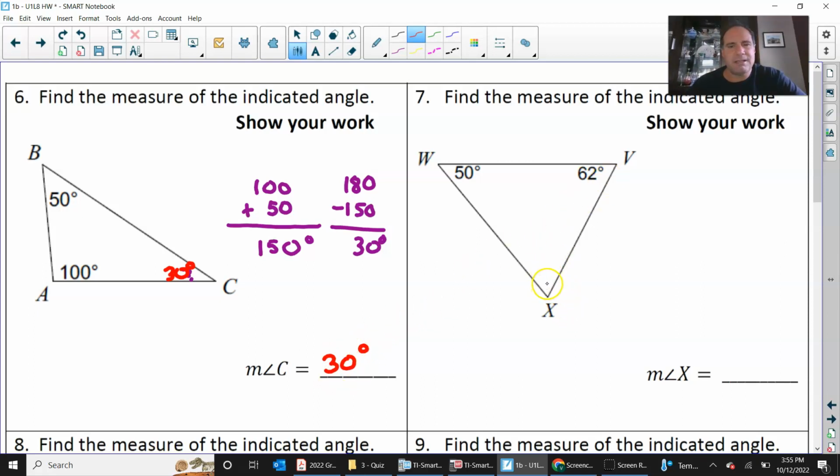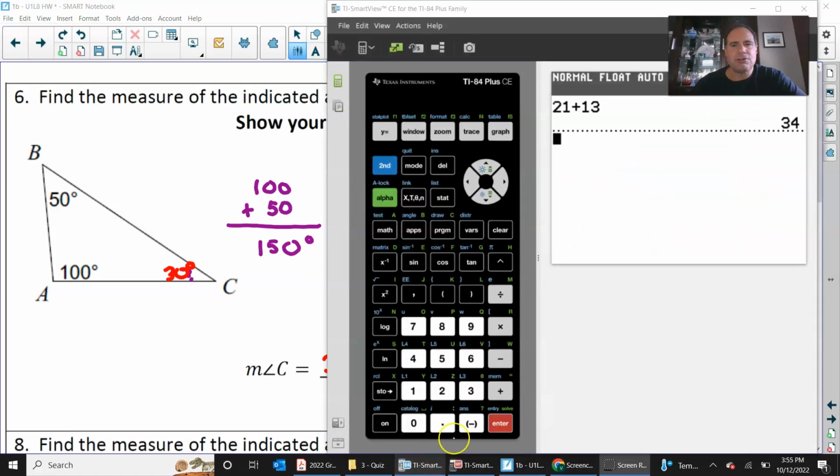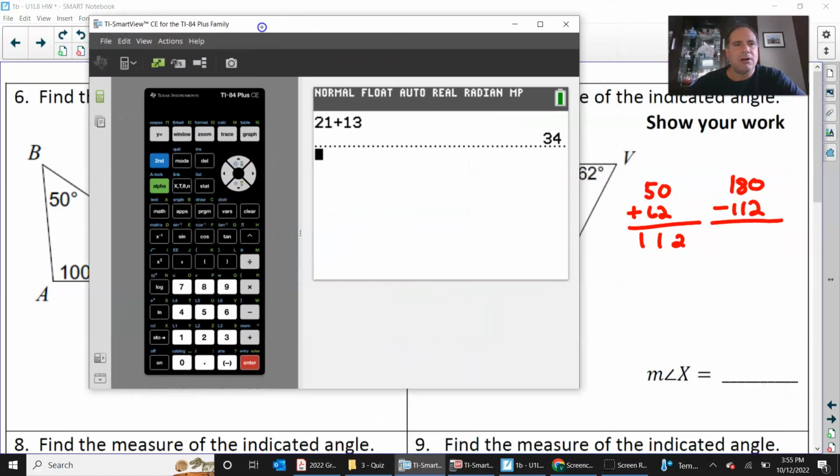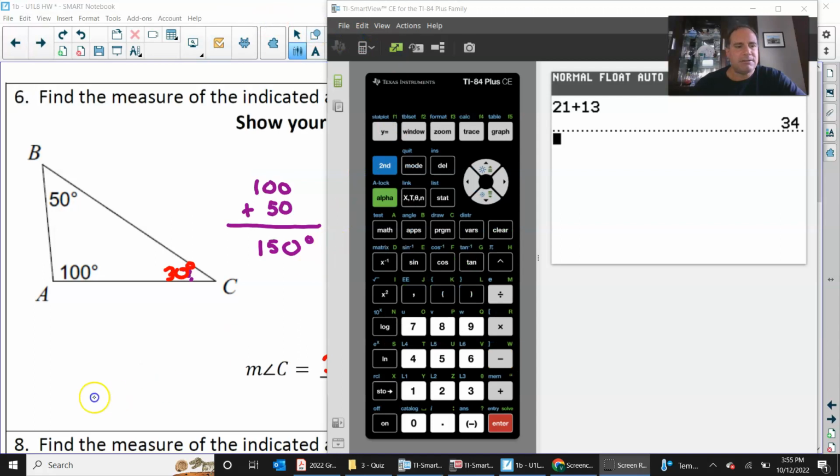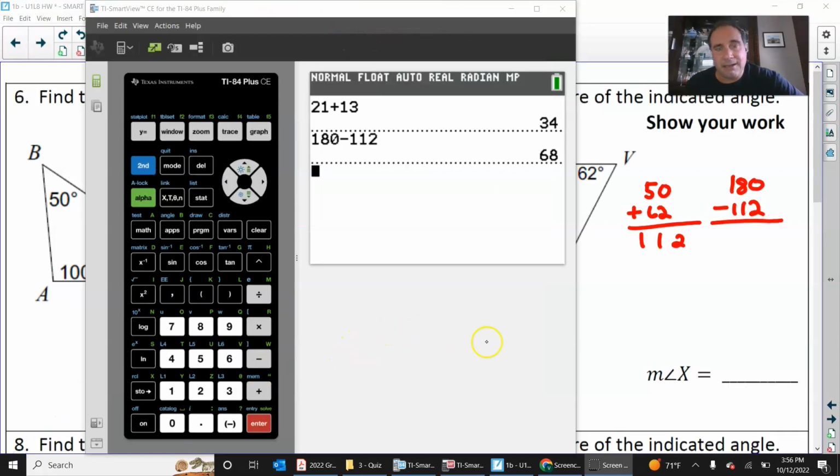So find the measure of the indicated angle. This is the indicated angle right there, measure of angle X. We do the same thing, 50 plus 62. You add them up, and you get 112 degrees. Then 180 minus 112. No matter how easy you think something is, you just go ahead and do 180 minus 112, and it is 68. You can see it is 68 degrees here.